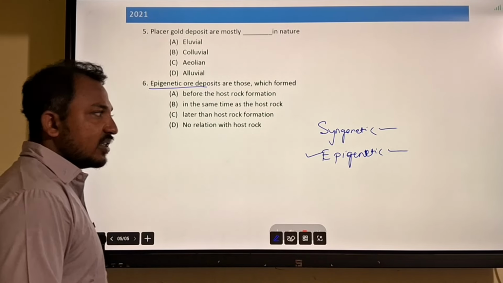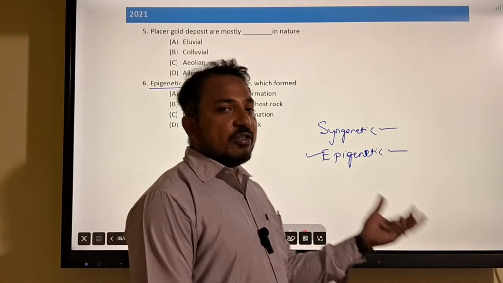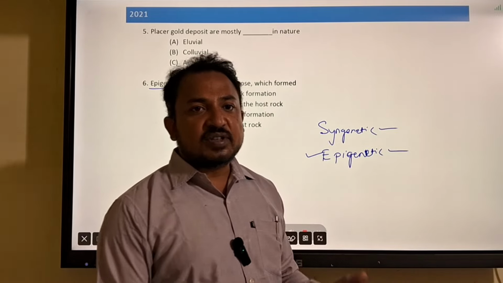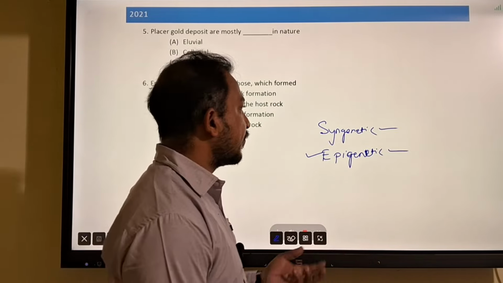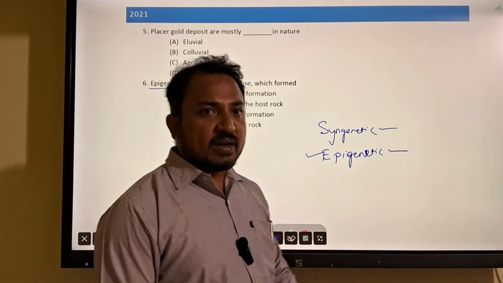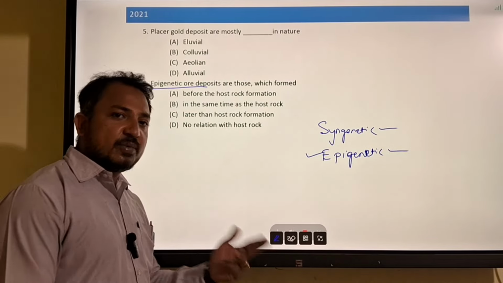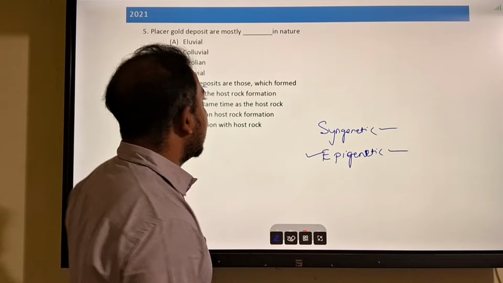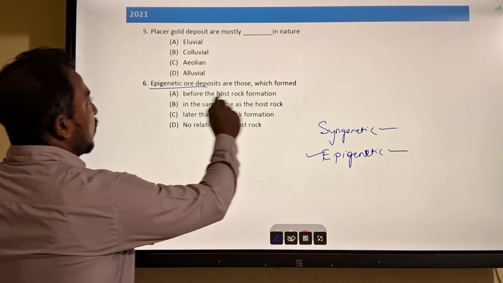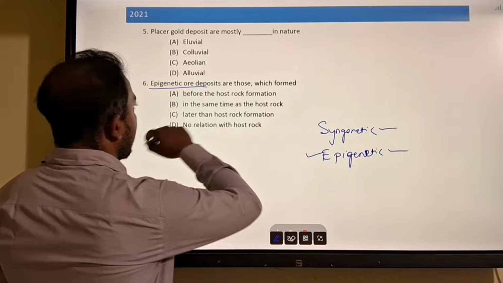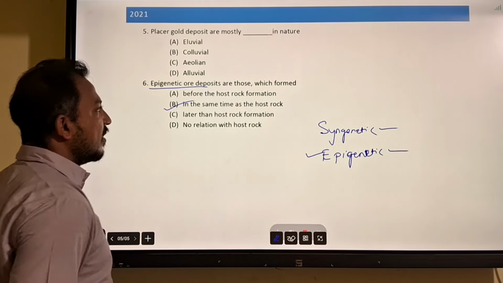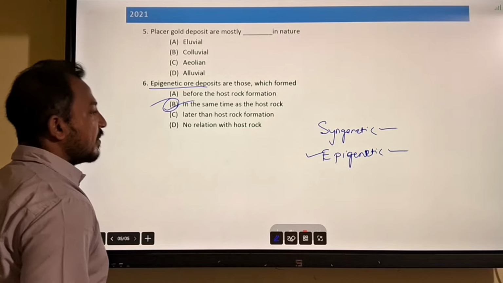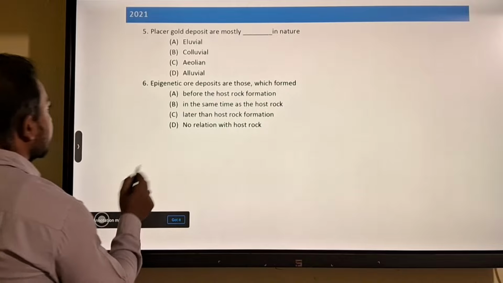So mechanical concentration is epigenetic, hydrothermal deposition is epigenetic, supergene enrichment is epigenetic, and magmatic concentration is syngenetic, and sedimentary deposition is syngenetic, that is produced at the time of sedimentary rock formation. So here syngenetic ore deposits are those which formed at the same time as the host rock. The answer will be: at the same time as the host rock.